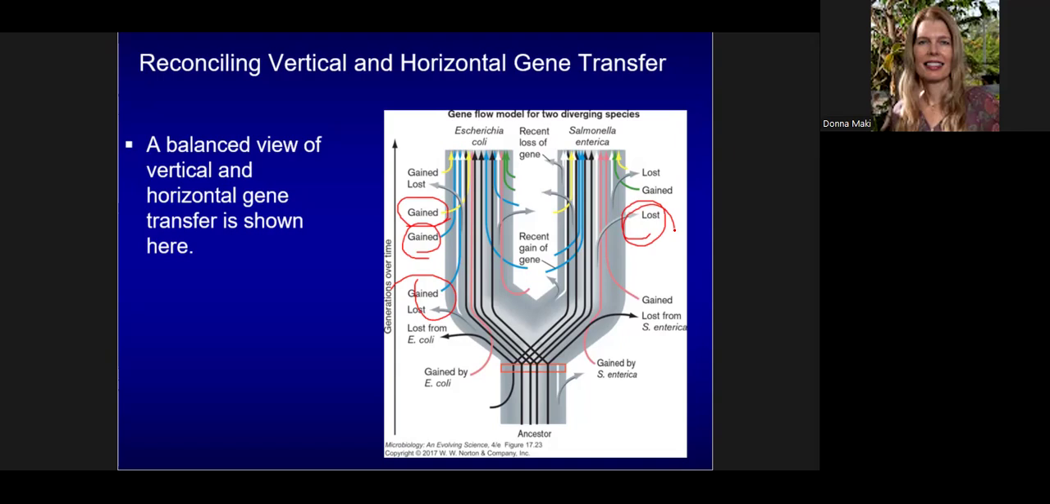And yes, vertical transmission happens during binary fission. Yeah, it happens during binary fission.